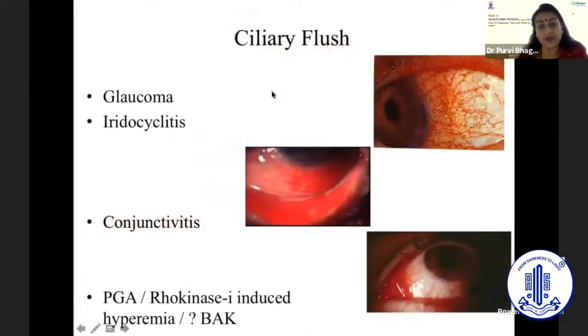The ciliary flush, very common in angle closure glaucomas and acute rises of IOP, even in iridocyclitis. Everting the lower fornix, sometimes you can see discharge sitting there, even if the patient does not complain of frank discharge and matting of eyelids.